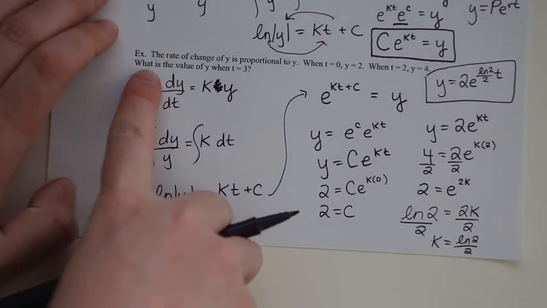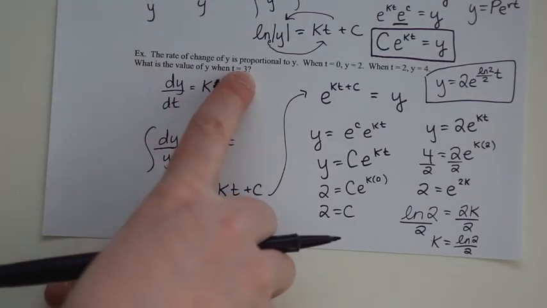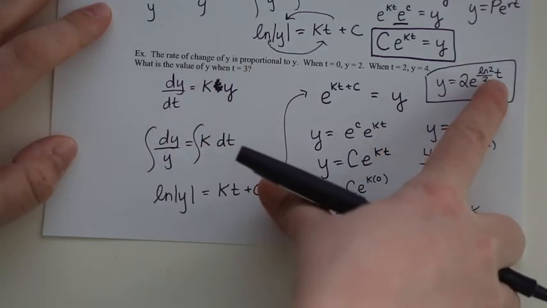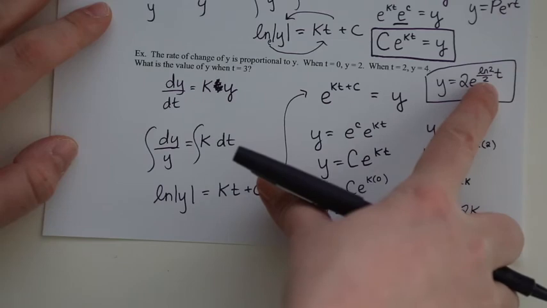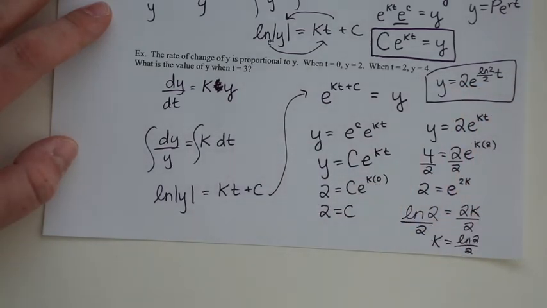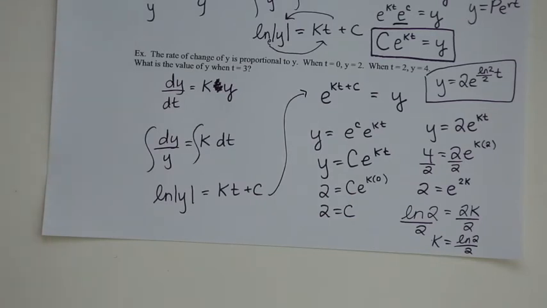And let's see, it asks for the value of y when t equals 3. So I'm going to plug in 3 in for t right here, multiply it times ln of 2 over 2, raise e to that power of whatever that is, multiply it times 2 and get some answer for y. I don't have a calculator handy, but the answer is on the answer key for these notes.